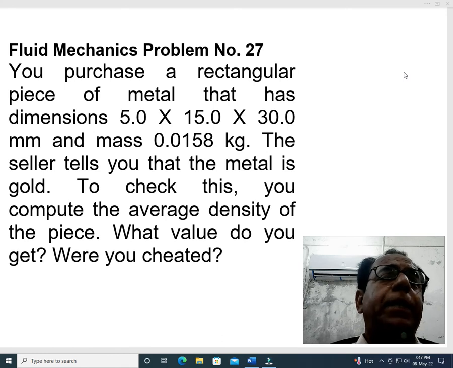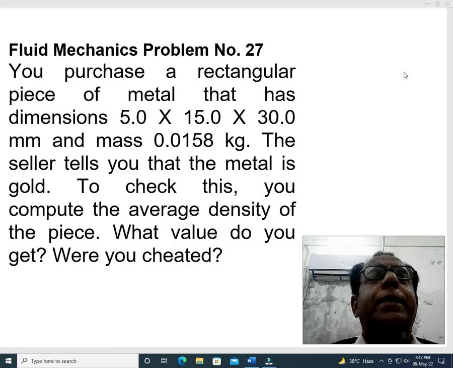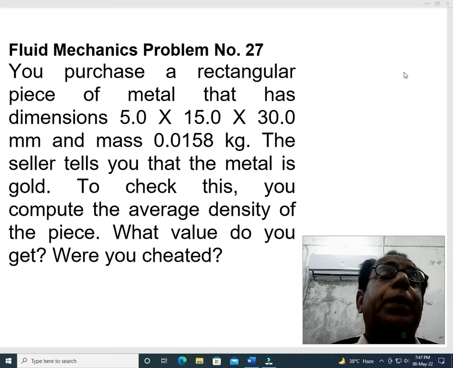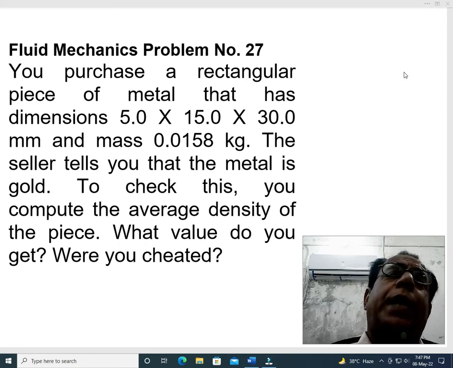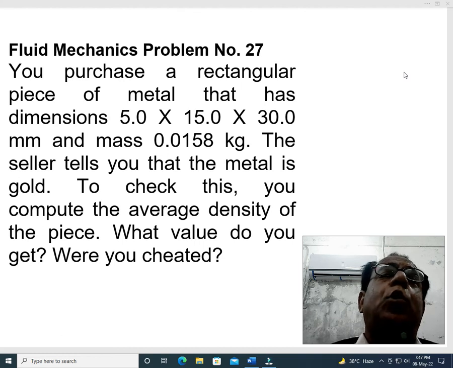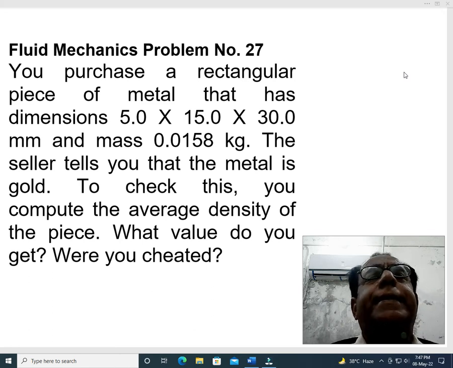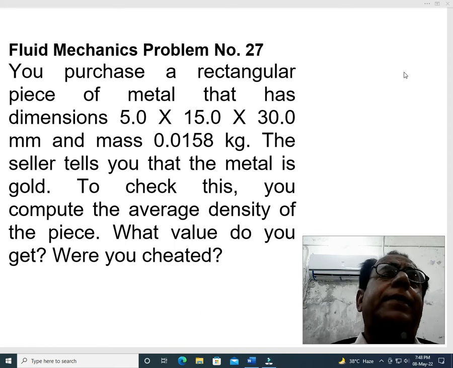To check this, you compute the average density of the piece. What value do you get? Were you cheated? Very simple. We have to do nothing except to find out density. If density, as we find out, becomes equal to density of gold, which is given in the table of densities, then definitely metal piece is pure and we are not cheated. If density differs, then definitely we are cheated.